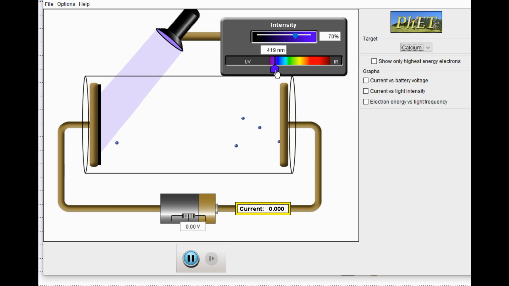419, almost, there are some electrons. 430, nothing happens. So it's something between 430 and 419. Let's go to 425. Electrons were emitted. So there is a boundary between emission and no emission, somewhere between 425 and 430. Can I get 427? Let's check. 428 produces nothing.